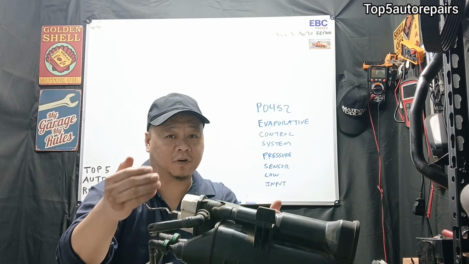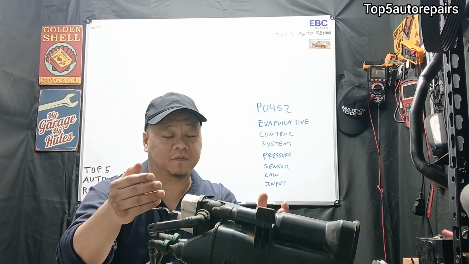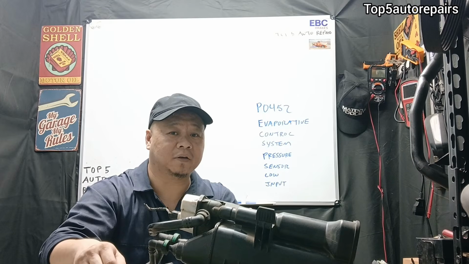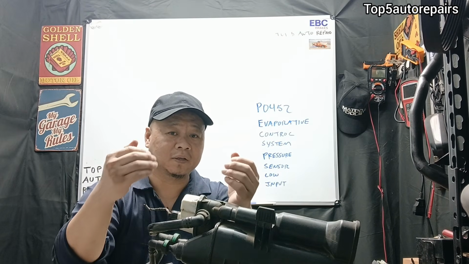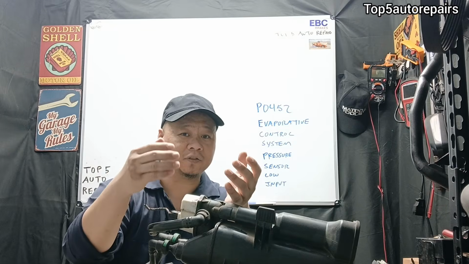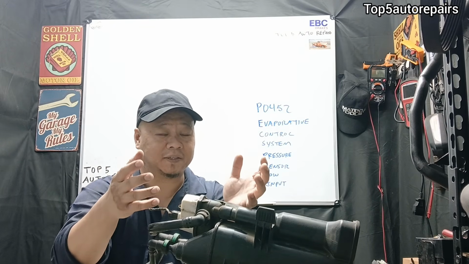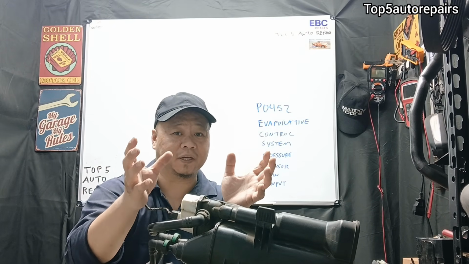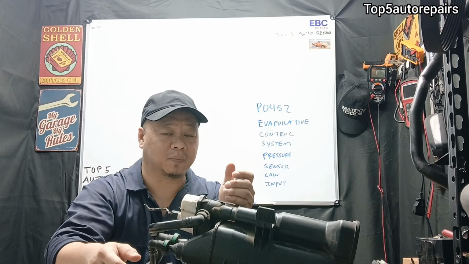Next, you might have a faulty canister vent valve. If that vent valve is faulty, go ahead and replace it. Next, maybe you have a damaged fuel tank. For example, if you have to drop the fuel tank to replace the fuel pump, maybe you accidentally damaged it. So if that fuel tank is damaged, make sure to replace it.